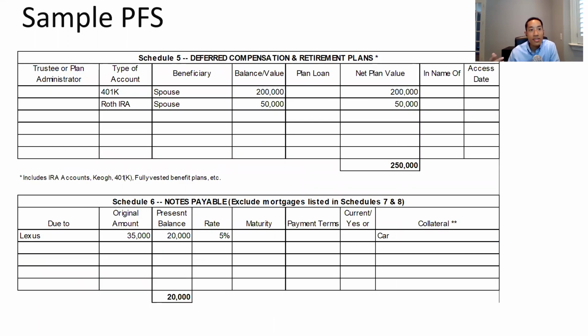Schedule 5 is going to be your 401k, your Roth IRAs, those types of things. Put in the net plan value there, and that will total back up to the summary. And then notes payable. If you have maybe a car loan, this one we have about $20,000 just for a car here as well.